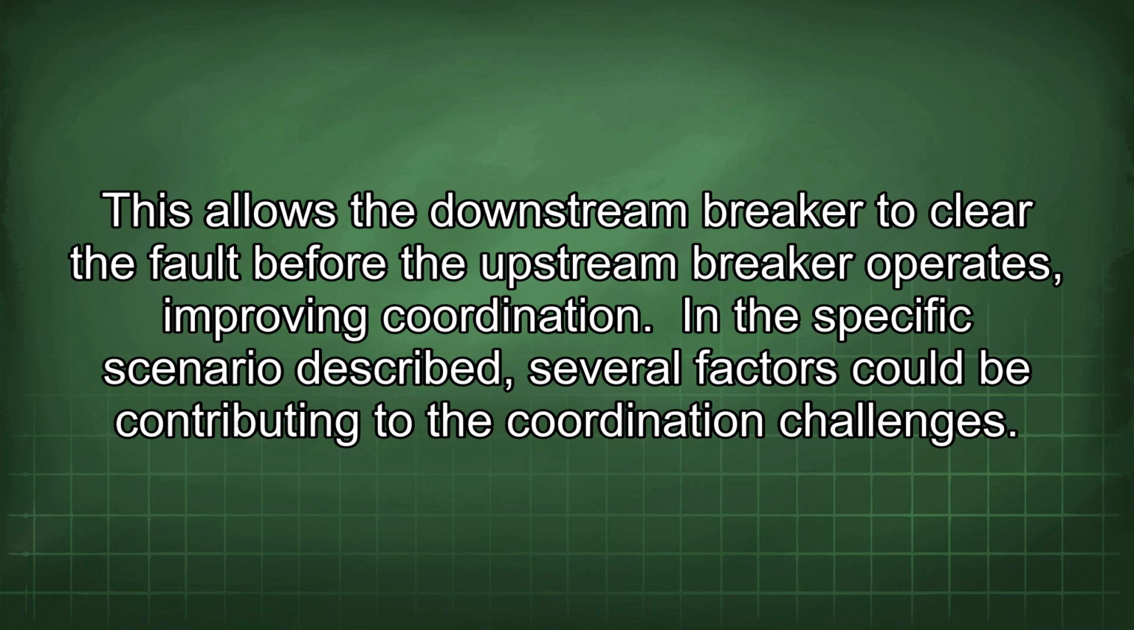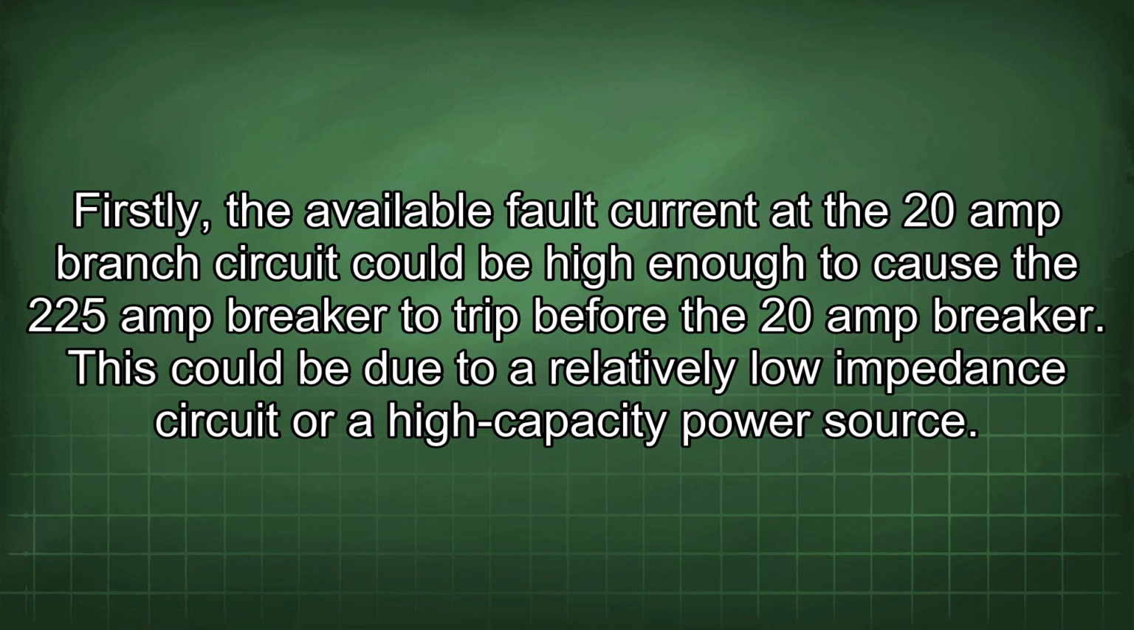In the specific scenario described, several factors could be contributing to the coordination challenges. Firstly, the available fault current at the 20 amp branch circuit could be high enough to cause the 225 amp breaker to trip before the 20 amp breaker. This could be due to a relatively low impedance circuit or a high capacity power source.